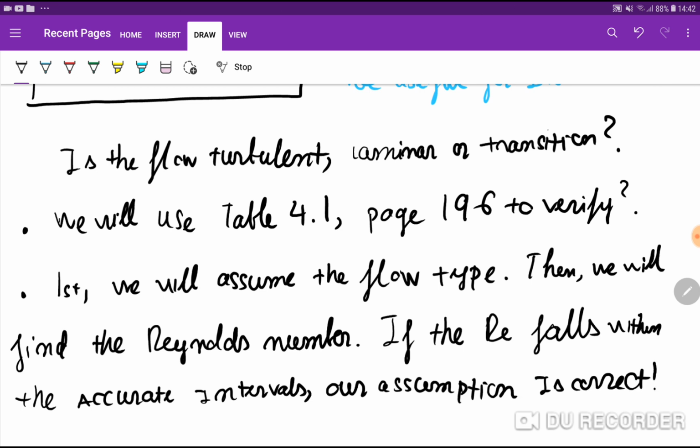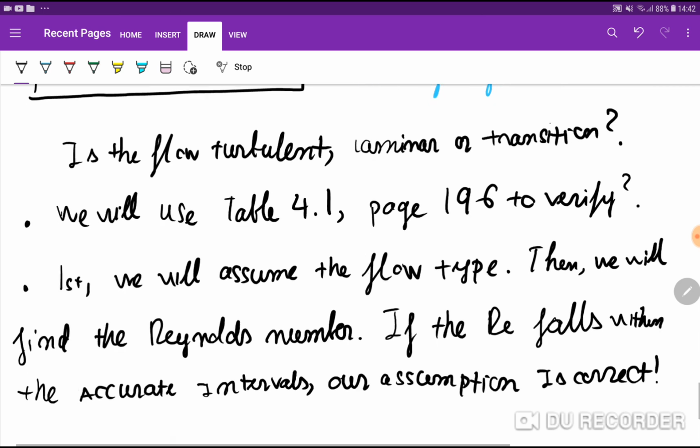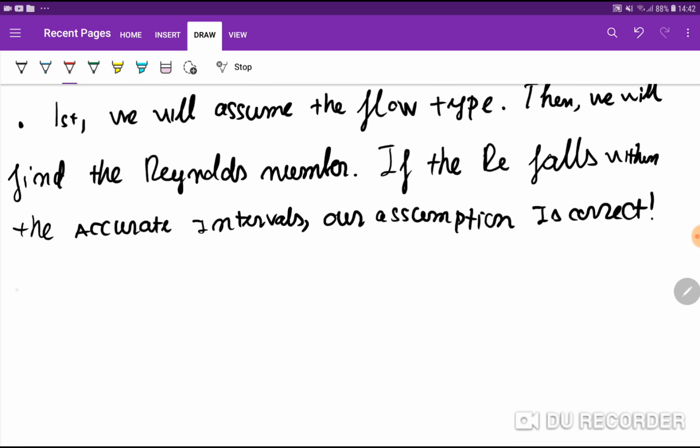Okay, what does it mean? The first thing I will assume, so I will start with assumption. I will say, this is turbulent flow, laminar flow. And then later, if my Reynolds number falls within the range, it means that my assumption is correct. So, which means that I know the equation to use. Okay? Now, let's start.